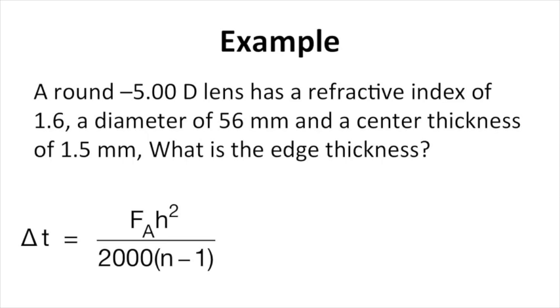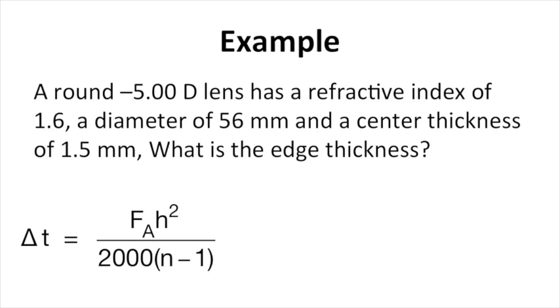Okay, so what you should have done is first of all write down the formula. Delta T equals the approximate power times h squared divided by 2000 times (n minus 1). And the power, FA, is going to be in diopters, and h is going to be millimeters, and refractive index is obviously unitless.